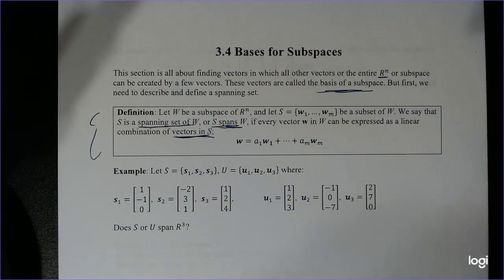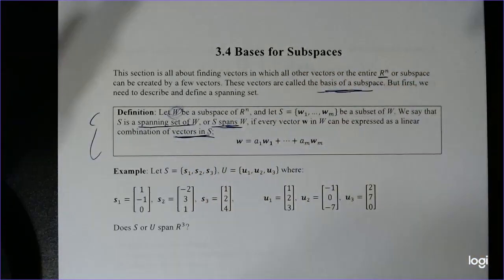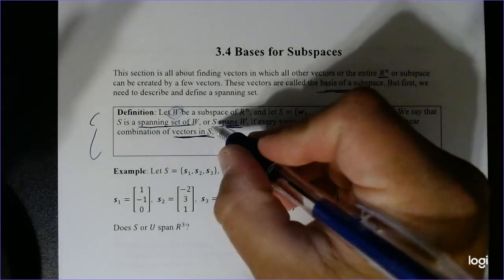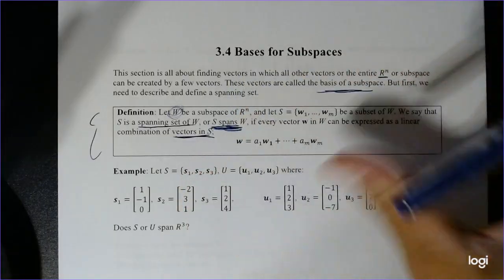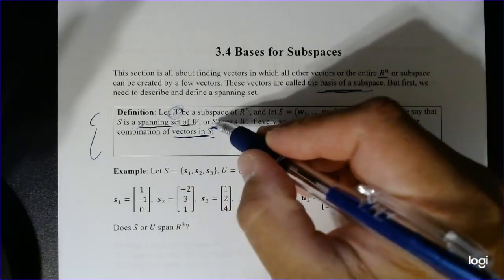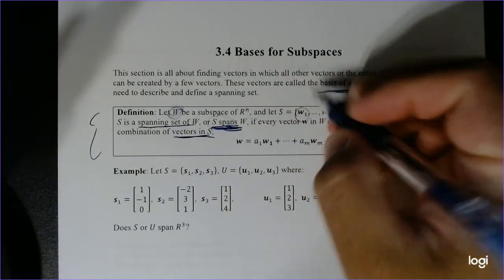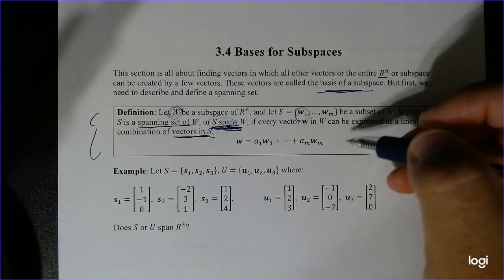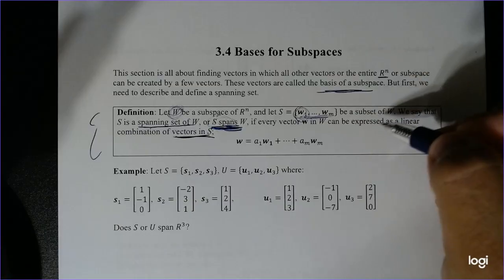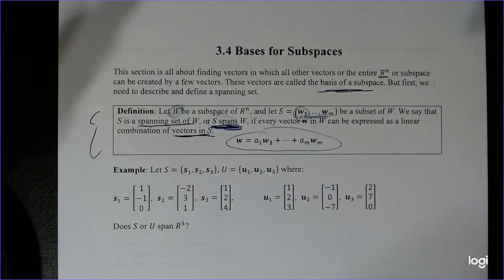So basically we have this big subspace W, and now we have this smaller set S. We call it the span of S, meaning it can be blown up from S to all of W if every vector in W is a linear combination of the vectors in S. In other words, if I multiply the vectors in S by some arbitrary values and add them, I get every single vector in W. That's what that represents.